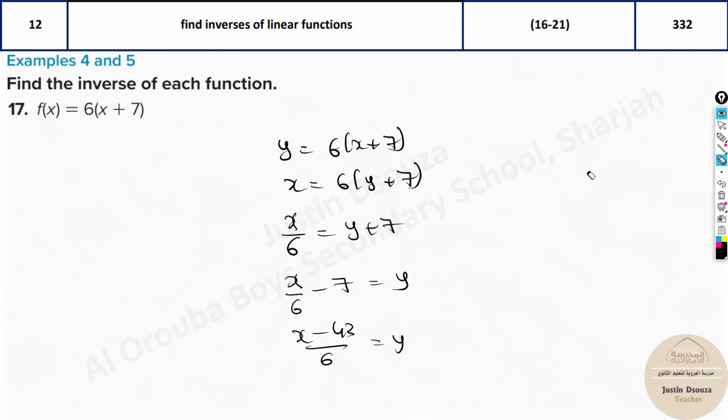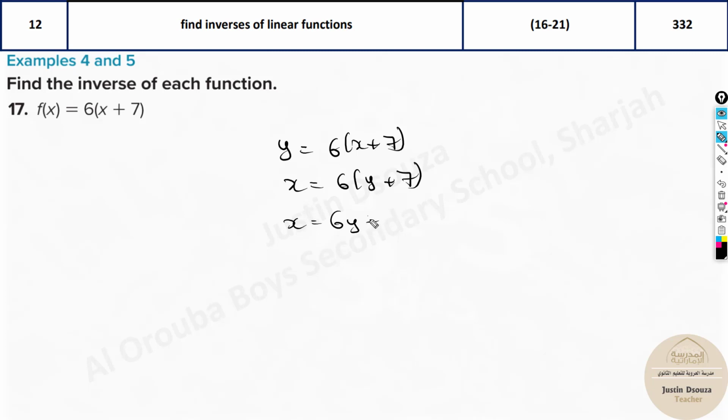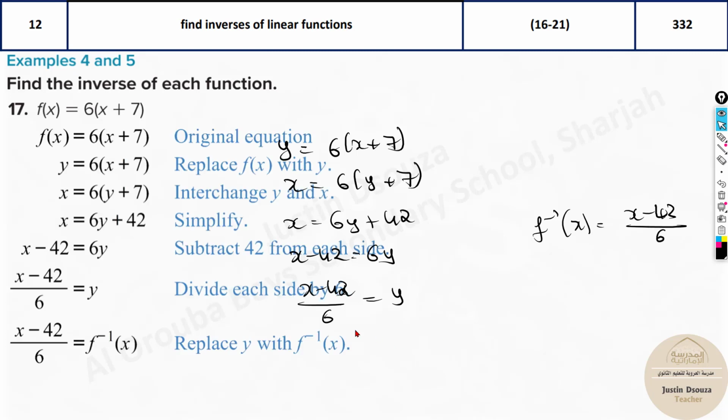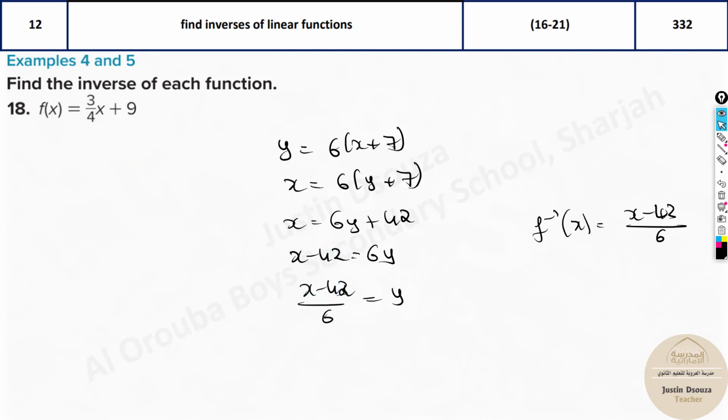Otherwise, the simpler method is always to multiply what is in the bracket, using the distributive property. So here x equals 6y plus 7 times 6, which is 42. Take this to the other side, x minus 42 equals 6y, x minus 42 divided by 6 equals y. Therefore, f inverse of x equals x minus 42 by 6. That's it. That will be the answer. Yeah, we got the same answer. Then what else? We have another problem here.